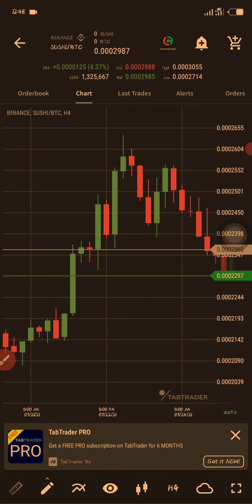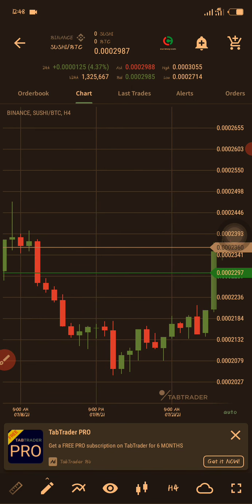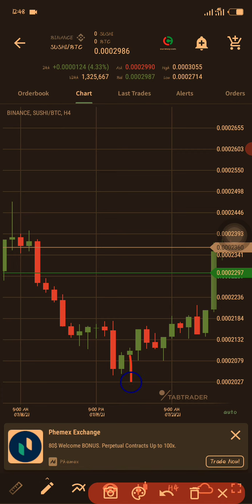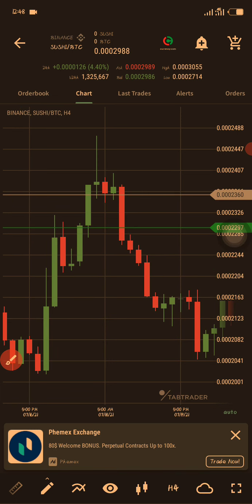Let's identify the hammers more and see how they work. This is an inverted hammer. This is an inverted hammer. And then this is a shooting star. This is a shooting star. That's a shooting star.